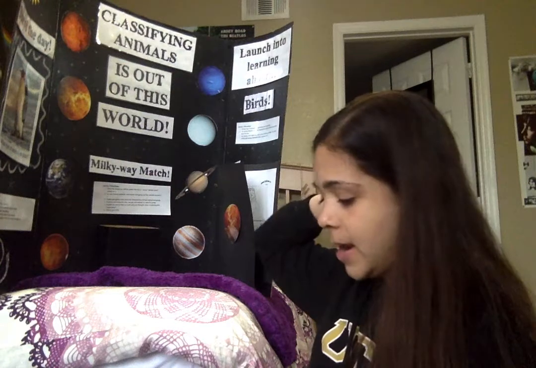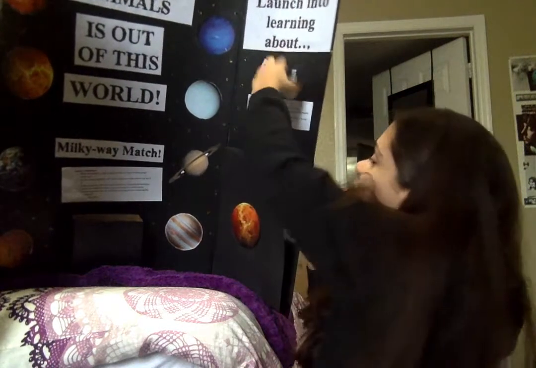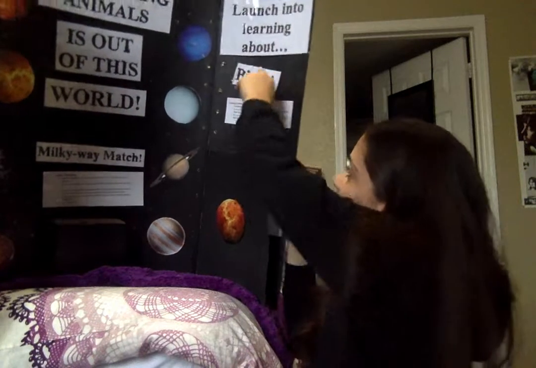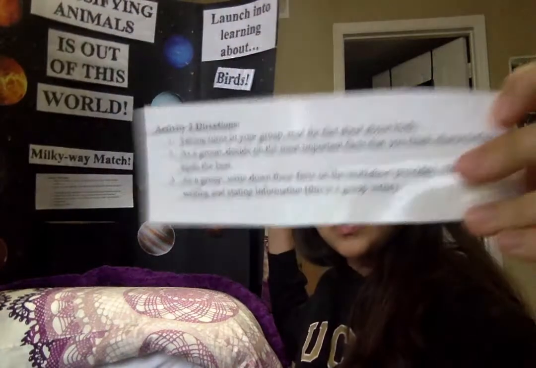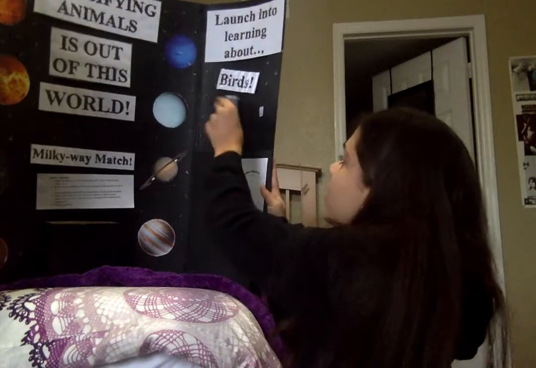So my next activity has to do with more classifications, and it is called Launch into Learning About. For this one, again, I just did birds since I already did a bird on the other side. Birds, but again, the teacher can take this on and off and do a different animal. So you could say mammals or reptiles. And also, again, I made the directions movable, so I'm just going to tell you what they're going to do, but it says the directions on here.